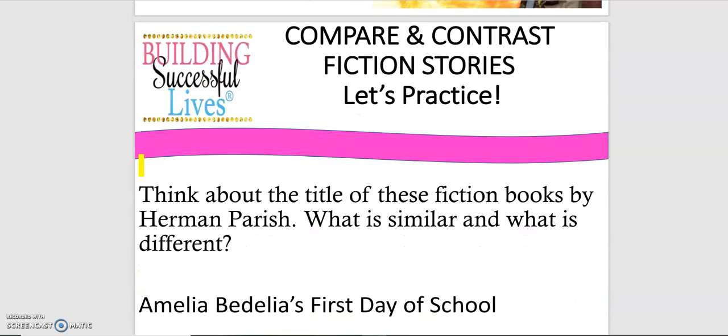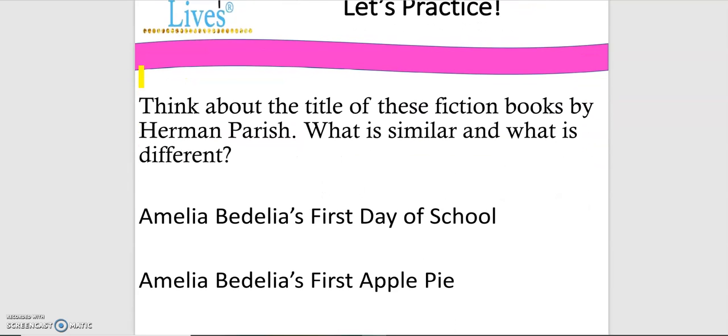Did you know you can also compare and contrast fiction stories? Let's practice. Think about the title of these fiction books by Herman Parrish. What is similar and what is different? Amelia Bedelia's First Day of School, Amelia Bedelia's First Apple Pie. Think about it and tell your speech therapist. Both stories are similar because they're both about Amelia Bedelia's first time doing something. They're different because the first story is about her first day at school, and the second story is about her first time making apple pie.